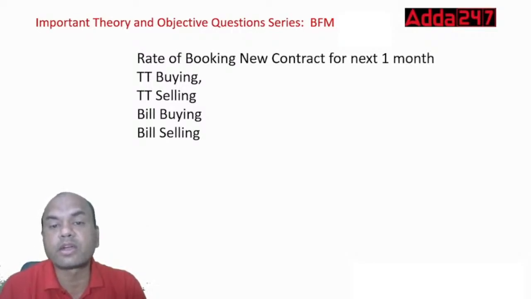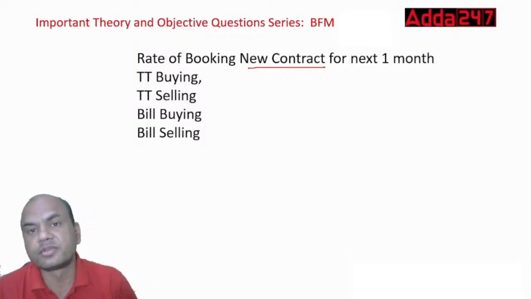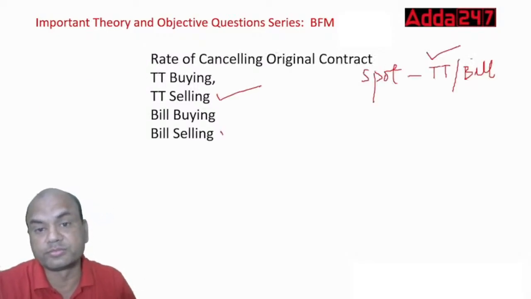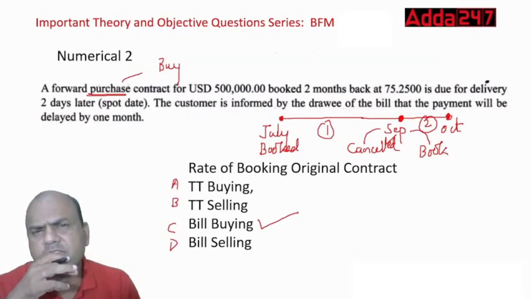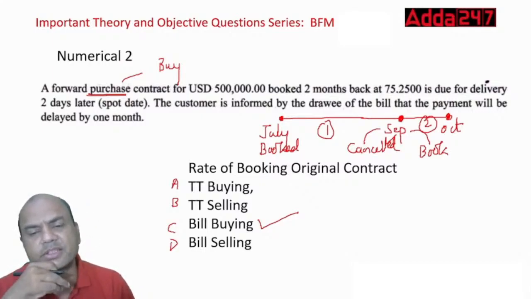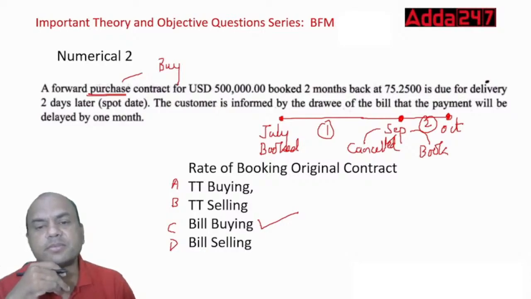Now the rate of booking the new contract for the next 1 month. So the next contract will be booked at what rate? TT buying, TT selling, bill buying, bill selling. Who can give the answer? New contract for 1 month now. Simple logic. You have the answer here itself. Let me see the simple logic you can give.